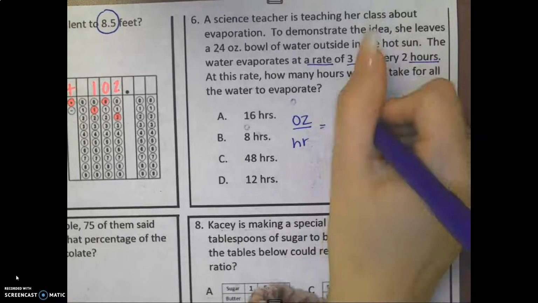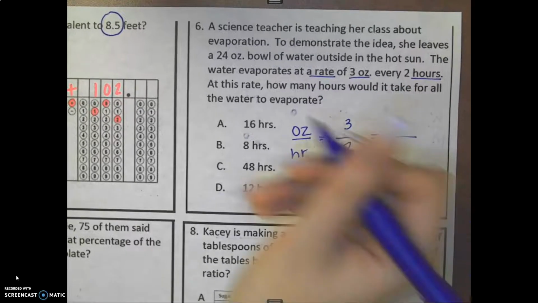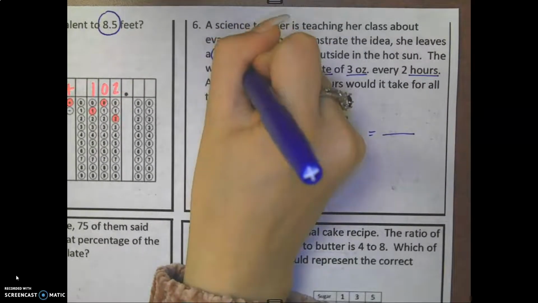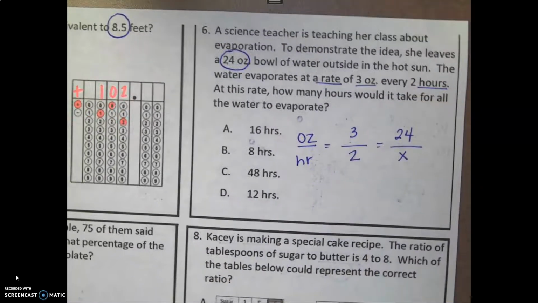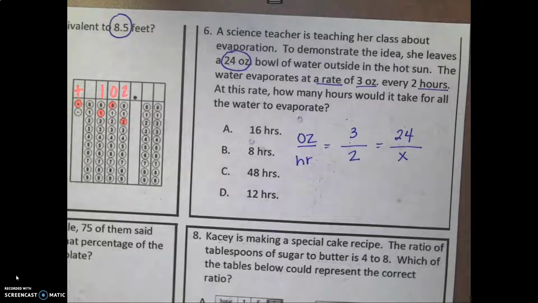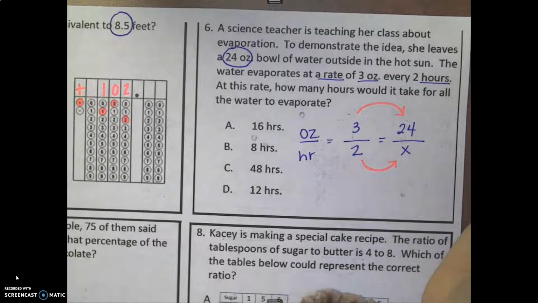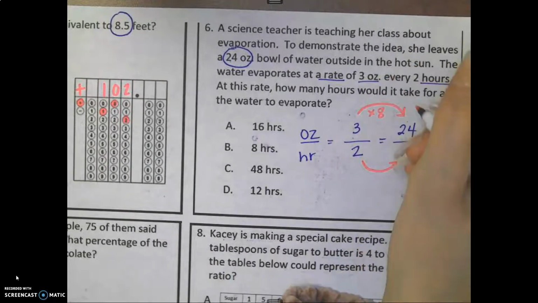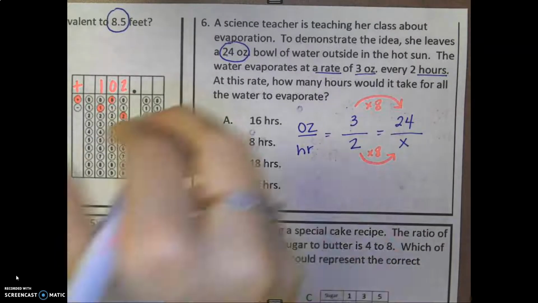So 3 ounces goes on top, 2 goes on the bottom. And then we want to see how long it will take for 24 ounces to evaporate. So 24 goes on top. And then my arrows point to my X. That means we're going from left to right. And I know that 3 times 8 is 24. So I do the same to the bottom. And 2 times 8 is 16.